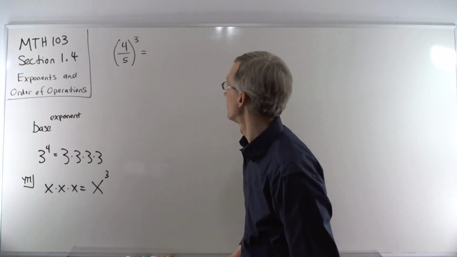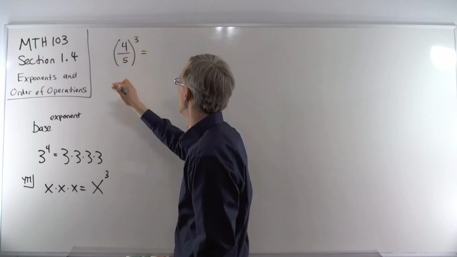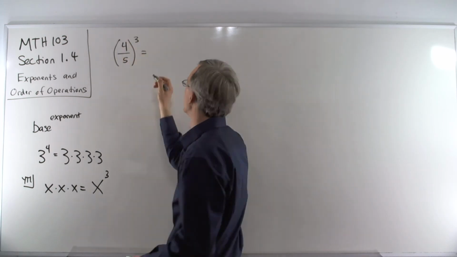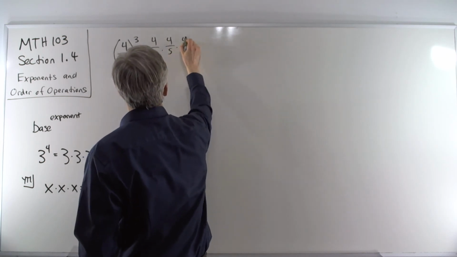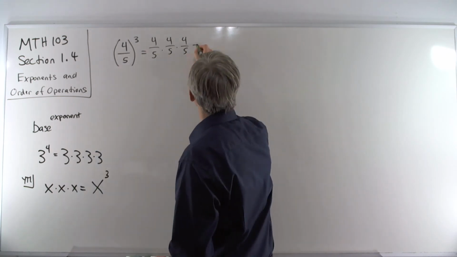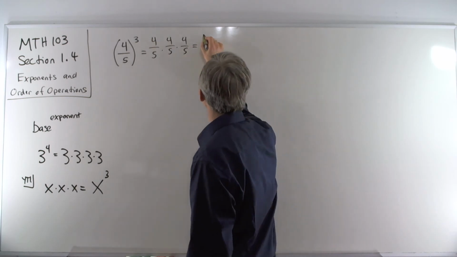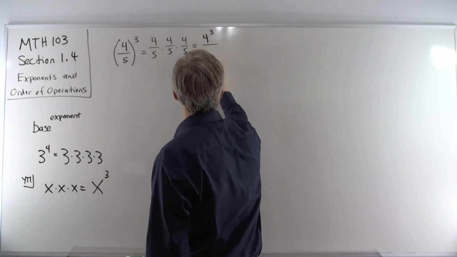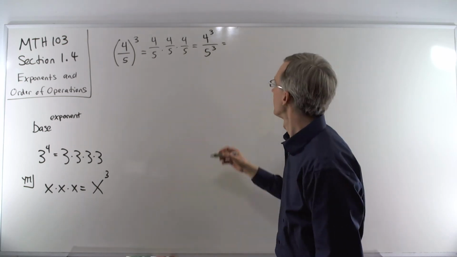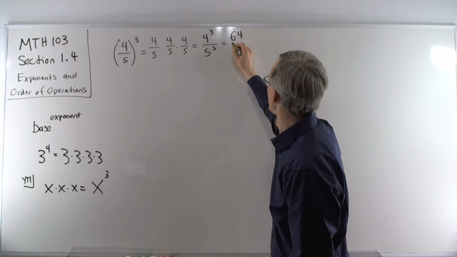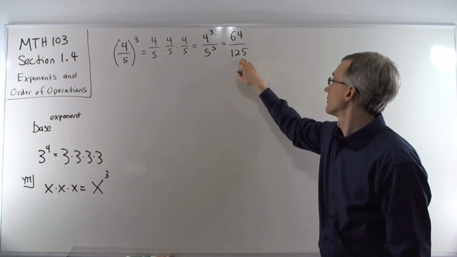So 4/5 to the 3rd power, this represents repeated multiplication of the fraction 4/5. The entire fraction 4/5 is the base. So this is 4/5 times 4/5 times 4/5. And since with fractions, we multiply straight across, up on top we have 4 to the 3rd power, and on the bottom we have 5 to the 3rd power. And evaluating that gives us 64 over 125. And this fraction cannot be simplified, so that'd be the final answer.